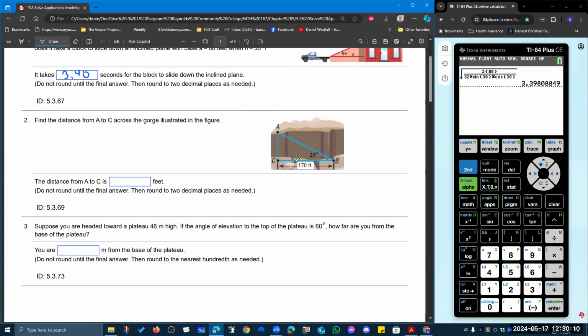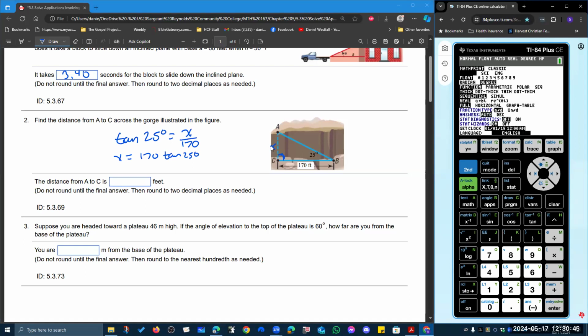Let's find the distance from A to C across the gorge illustrated in the figure. We know that this is perpendicular, this 90-degree angle right here, and we know that angle is 25 degrees. So we want to use tangent. Let's call this side here x. Tangent of 25 degrees is equal to x over 170. So x is equal to 170 tangent of 25 degrees, which is 79.27.